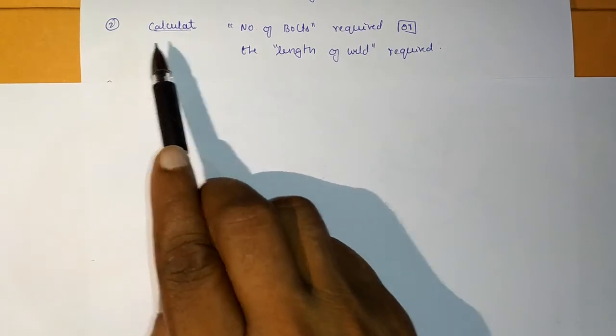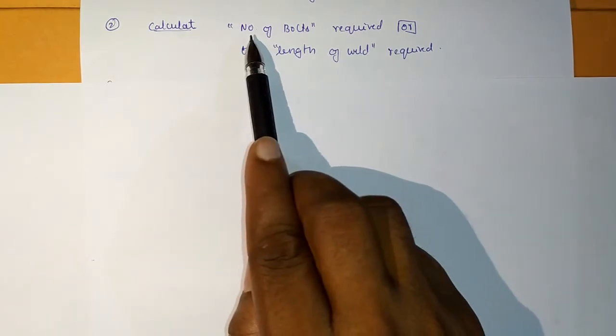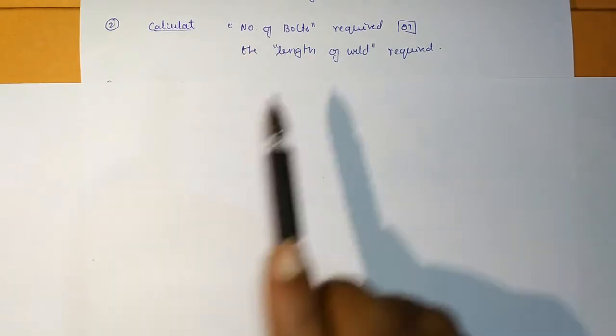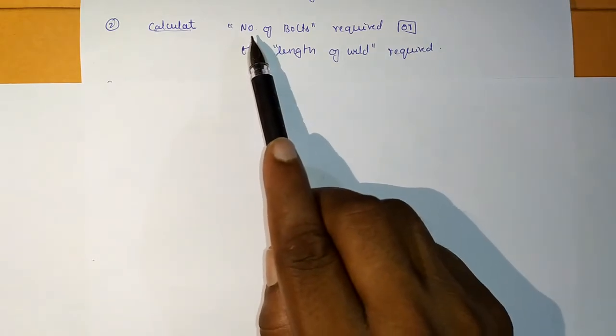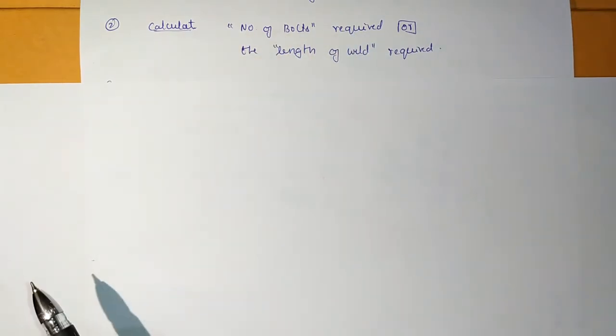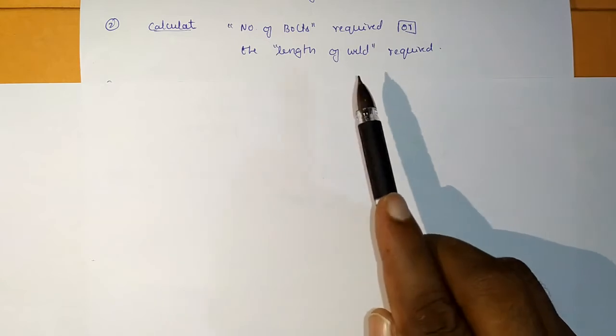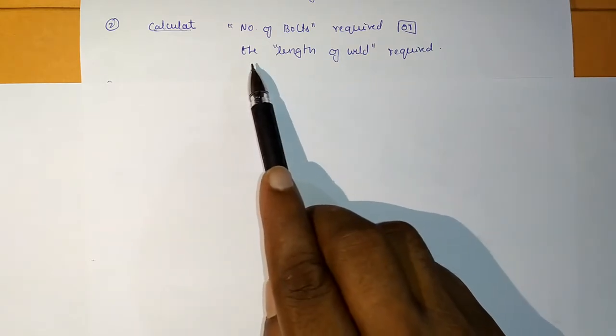In step 2, we are going to design either a bolted connection or a welded connection. In a bolted connection, we have to calculate the number of bolts required. If we get a welded connection, we have to calculate the length of the weld.